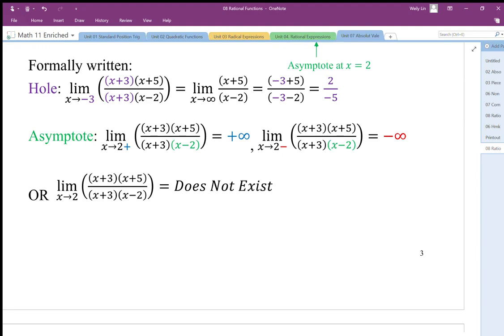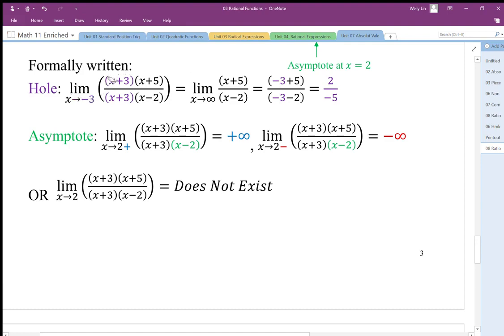To be able to describe formally this idea of holes and asymptotes, we use something called a limit. And the limit uses this kind of notation here. It says lim, and you have the limit of some expression, as x approaches that limiting value, or the value that is in question. So in this case here, if I have a hole at x equals -3, that means that these two terms cancel out. So I write this as a limit as x approaches -3, what happens?